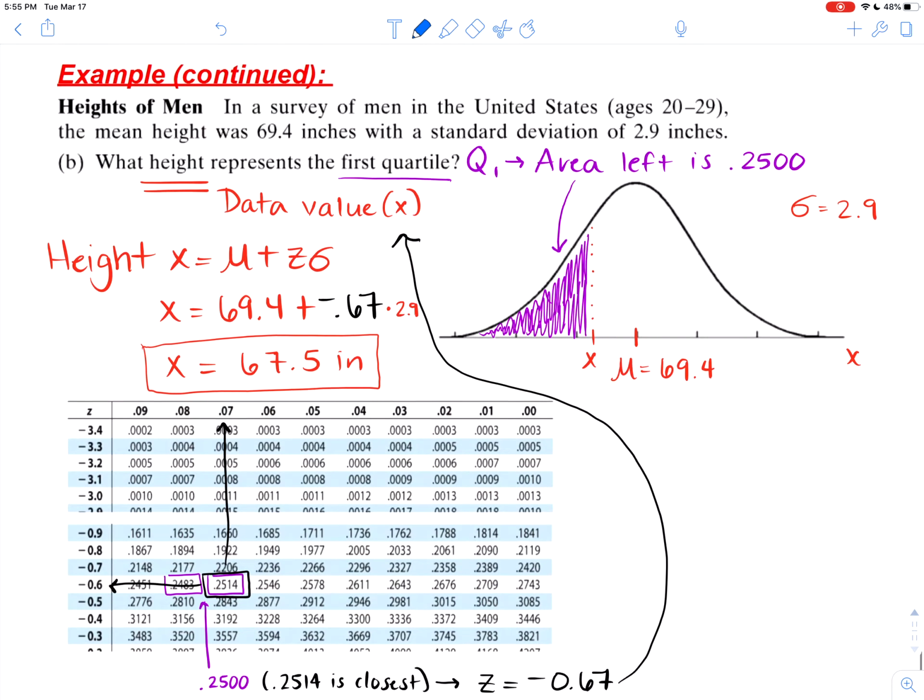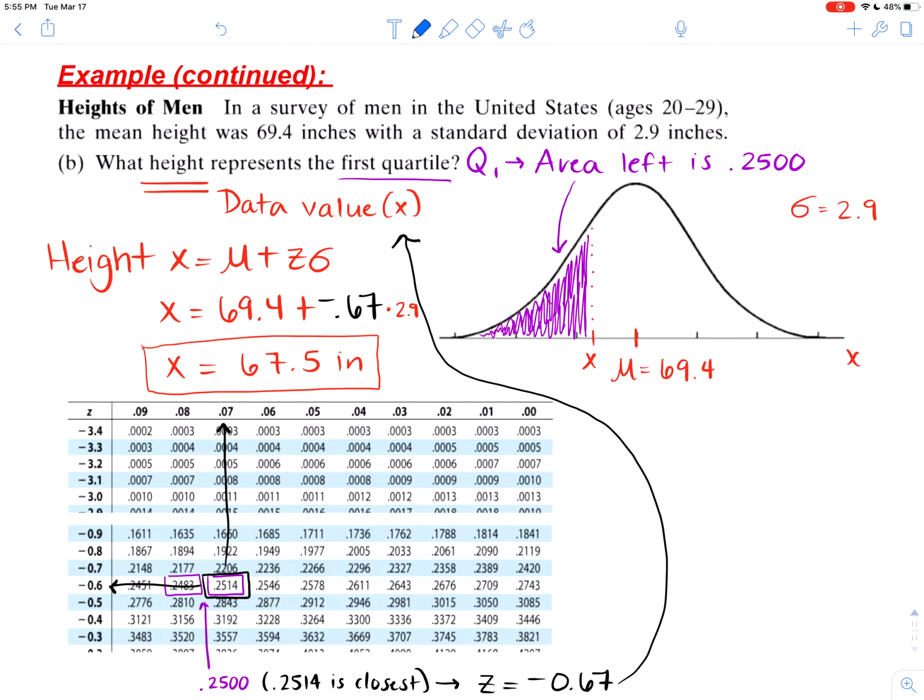In the second example here, you'll see something very similar, only we were asked for the quartile, but notice I approached it the same way. Use the area to the left to find z, and then to take z and convert it back to a data value, I just use my transformation formula, which is mu plus z times sigma.